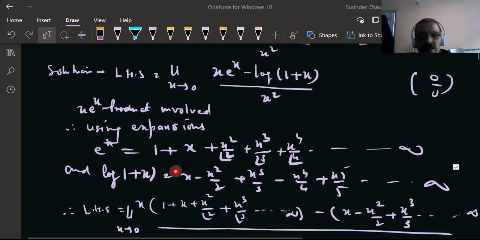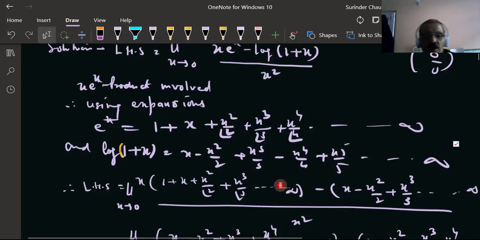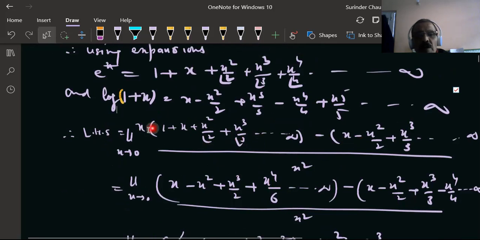Log of 1 plus x: the expansion of log of 1 plus x is x minus x squared by 2 plus x cubed by 3 minus x to the 4 by 4 plus x to the 5 by 5 and so on. Take the left hand side, replace e^x by its expansion and log of 1 plus x by its expansion in the numerator and simplify them. Multiply by x and rearrange the terms. Multiply x inside, and now in the numerator you will have x squared.